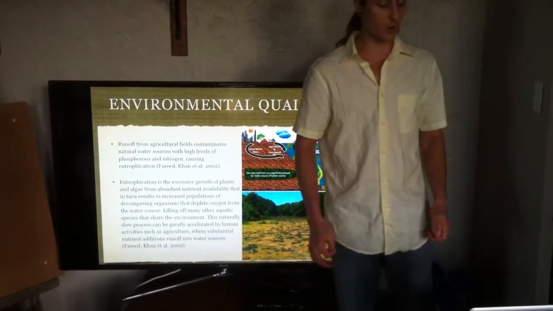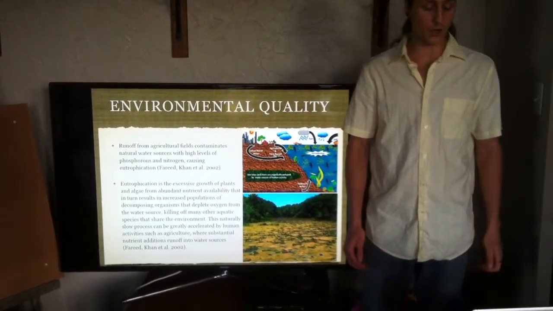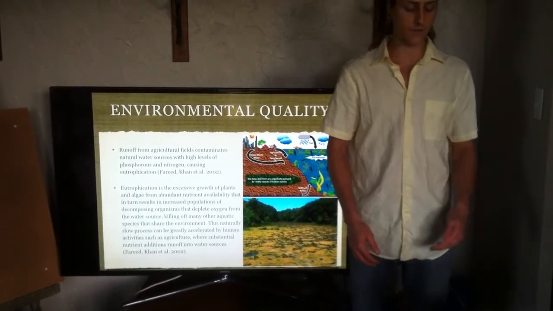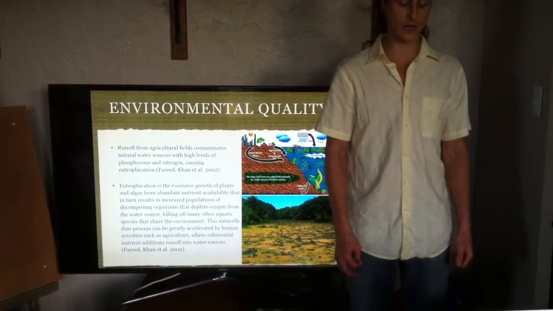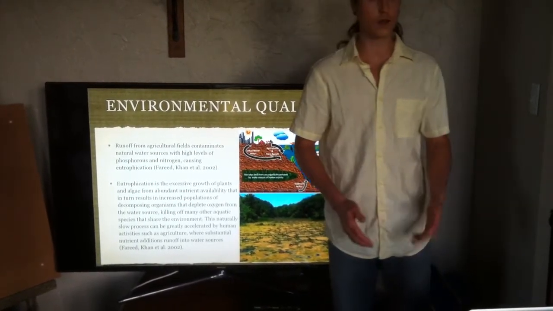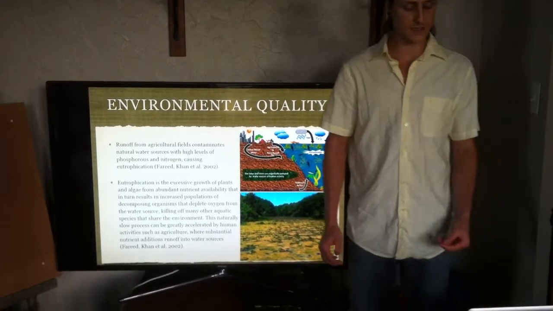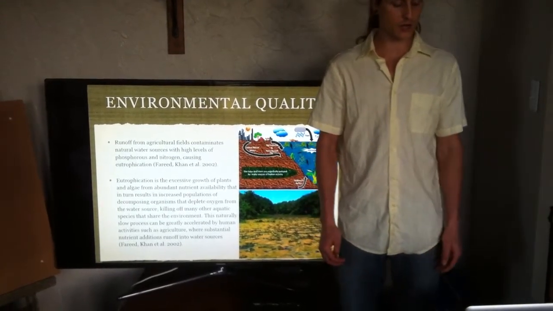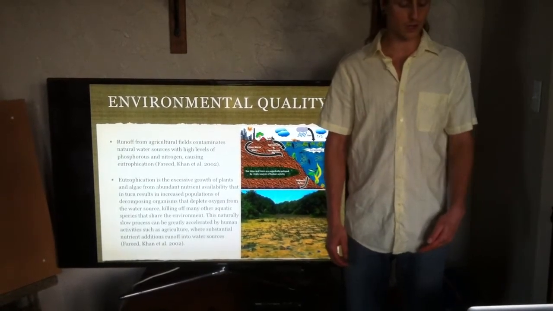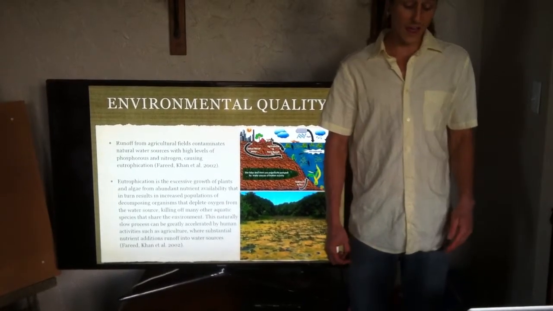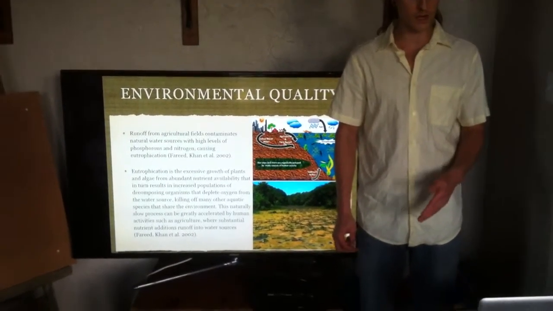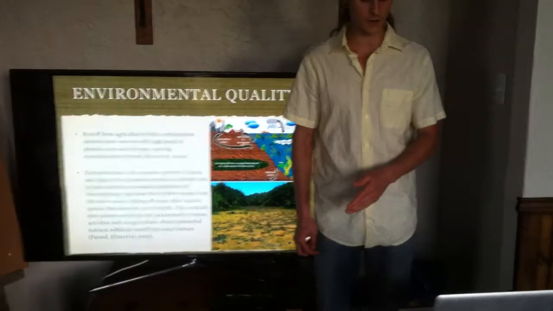So let's talk about environmental quality. Runoff from agricultural fields contaminates natural water sources with high levels of phosphorus and nitrogen, causing eutrophication. So we've heard that term a few times now, so what is it? Eutrophication is the excessive growth of plants and algae from abundant nutrient availability that in turn results in increased populations of decomposing organisms that deplete oxygen from the water source, killing off many other aquatic species that share this environment.